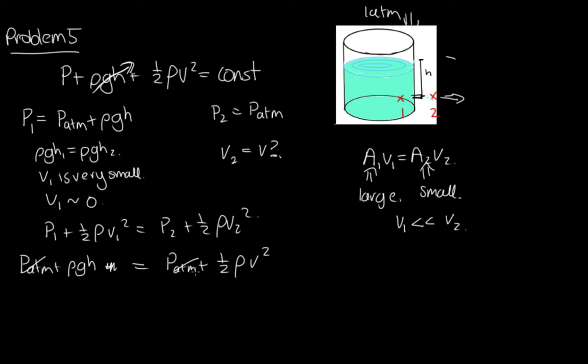So these atmospheric pressures cancel out, and we have rho gh is equal to a half rho V squared. So these rhos cancel each other out. And so we've got that V squared is equal to 2gh, and so the velocity is equal to the square root of 2gh. And that is how we can solve that problem.